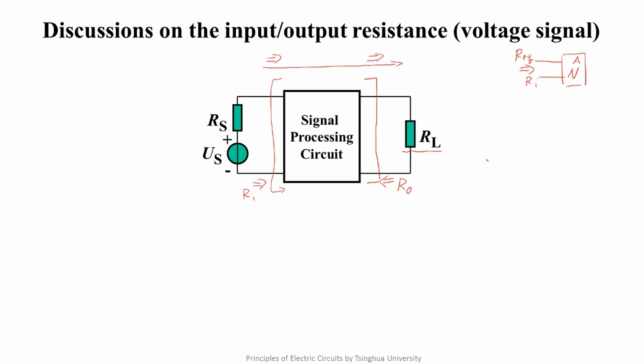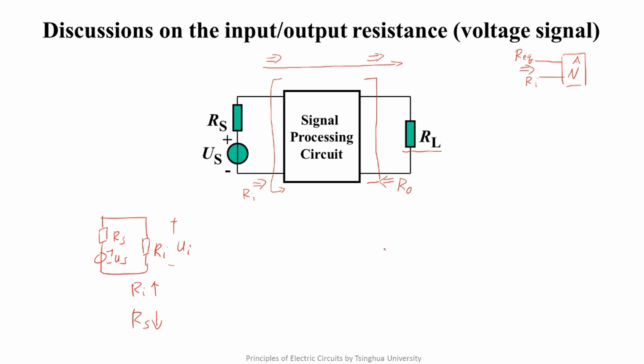Let's discuss the requirement for the input and output resistance seen from the signal source and the load respectively. Seen from the signal source, it's a circuit we are familiar with. In order to get the maximum input voltage, its input resistance should be as large as possible, or the inner resistance of the signal source should be as small as possible. This is the condition seen from the signal source to the right.